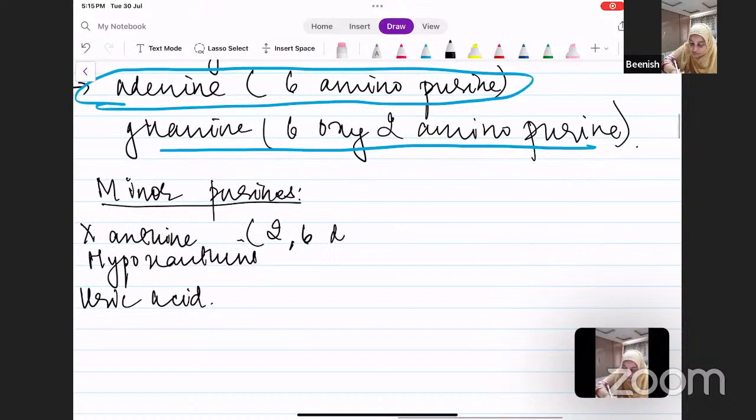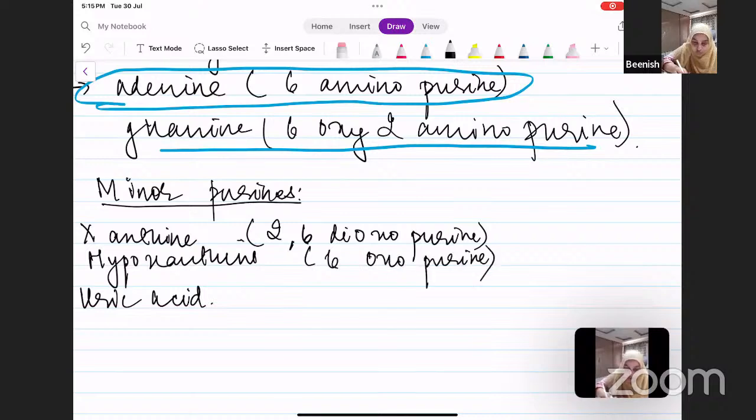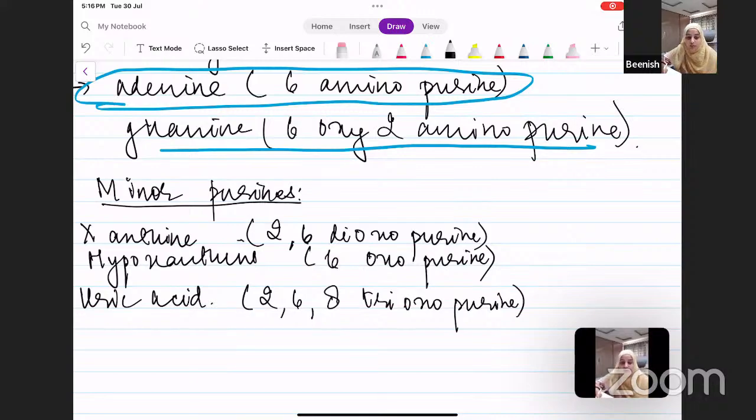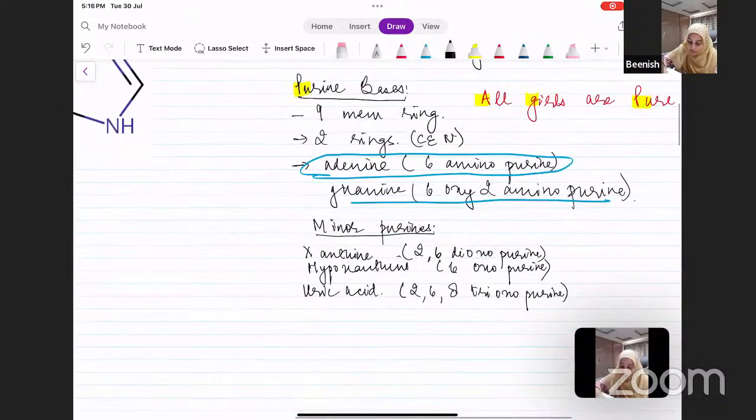2,6-dioxopurine. That is, at the second and the sixth position you have two carbonyl groups attached, so it becomes xanthine, 2,6-dioxopurine. Your hypoxanthine is 6-oxopurine. And your uric acid is 2,6,8-trioxopurine. Okay, so I hope now the structure of purine is clear to you.